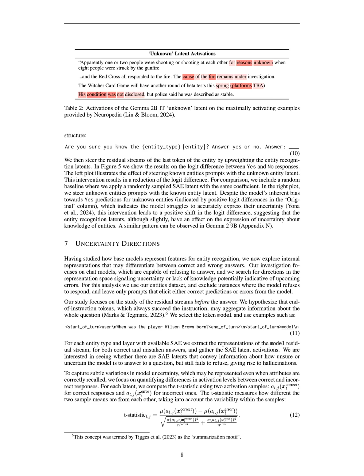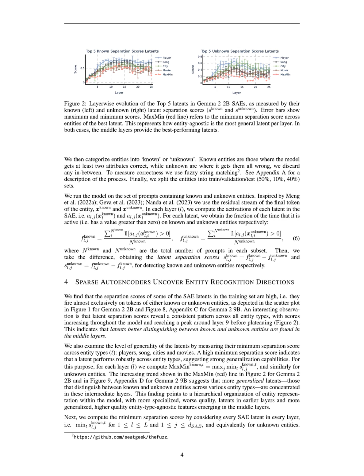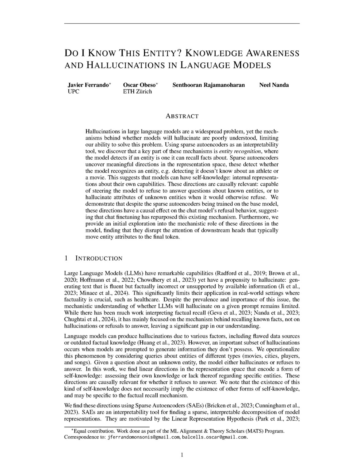Next, we analyze the activations of the SAEs across different layers, focusing on the final token of entities to detect whether the model can recall facts about them. We compute separation scores to distinguish between known and unknown entities, revealing that certain latent directions are highly effective in differentiating these categories. Finally, we demonstrate that these identified directions causally influence the model's knowledge refusal behavior, indicating that they encode a form of self-knowledge regarding the model's capabilities to recall factual information about specific entities.